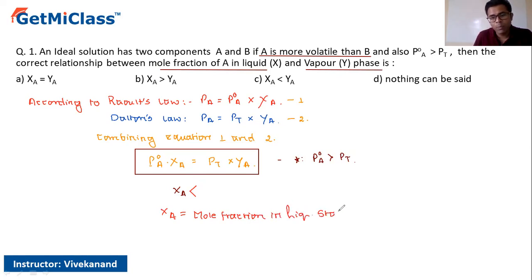As it is more volatile, it is quite natural that chi of A is smaller. That is, the mole fraction of the component A is less in the liquid when we compare it to that in the gaseous or vapor phase. So it is smaller than YA, and we would end up having this particular expression here. So this is the correct answer, and therefore the answer is option C. Thank you.